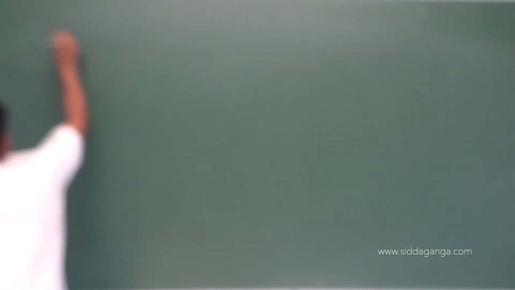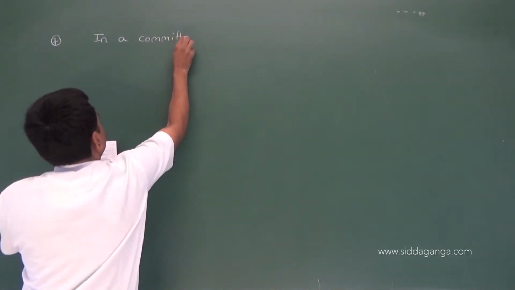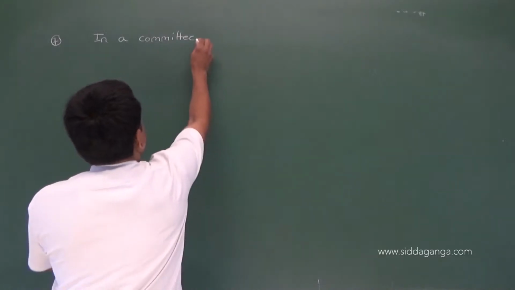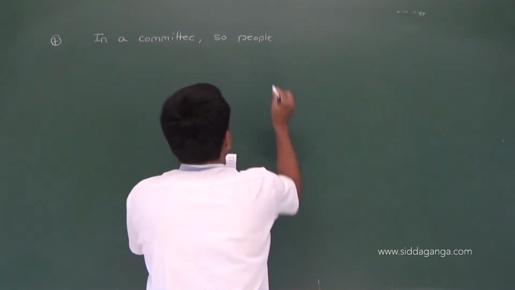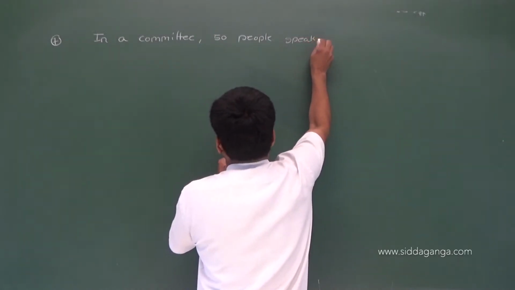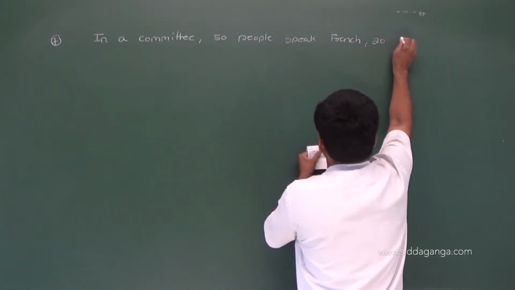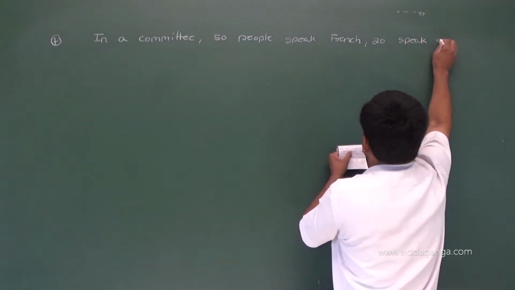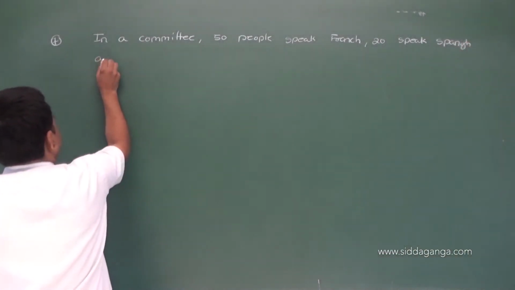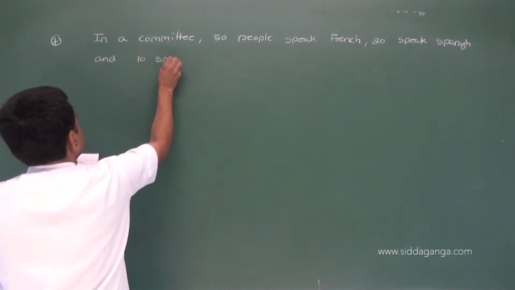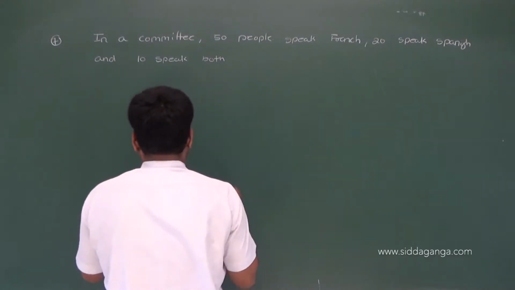Seventh problem. In a committee, 50 people speak French, 20 speak Spanish, and 10 speak both French and Spanish.